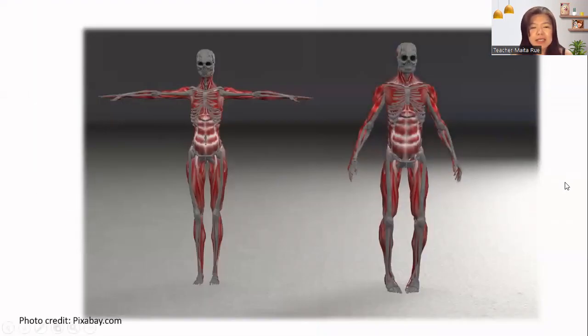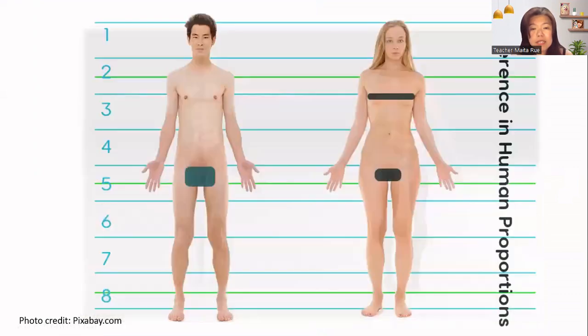So this is a picture that I got from Pixabay. There's a male and female. This is not accurate because the skeleton is outside and the muscles are inside. But this is just something that will show you what is different. There are differences, so we're going to tackle them here.